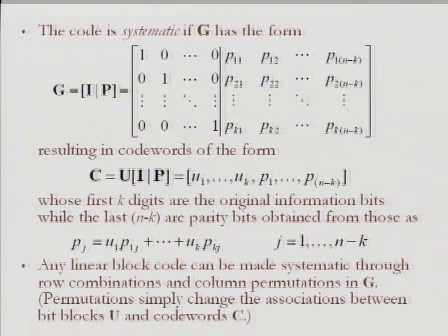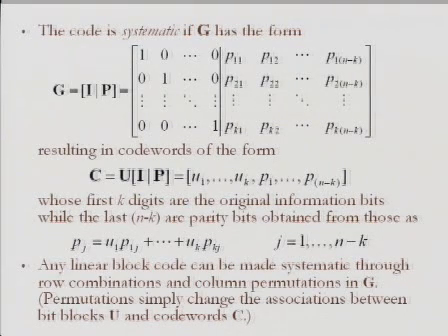So that's what happens when the code is systematic. The key is here: systematic codes start with the information bits themselves, and then the rest are parity bits. If it's not systematic, the information bits don't appear explicitly, so all the bits are obtained by combining the information bits themselves.